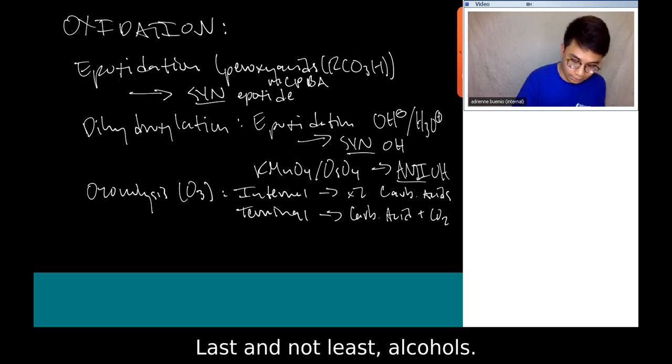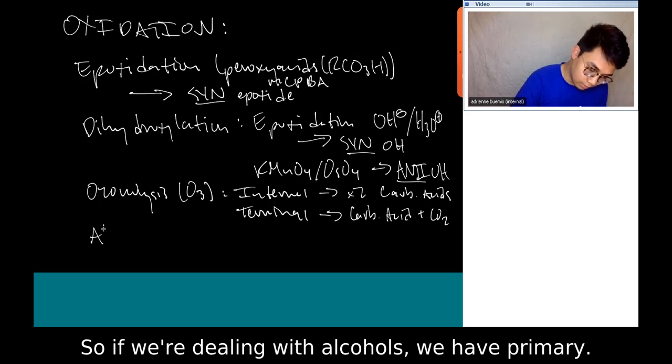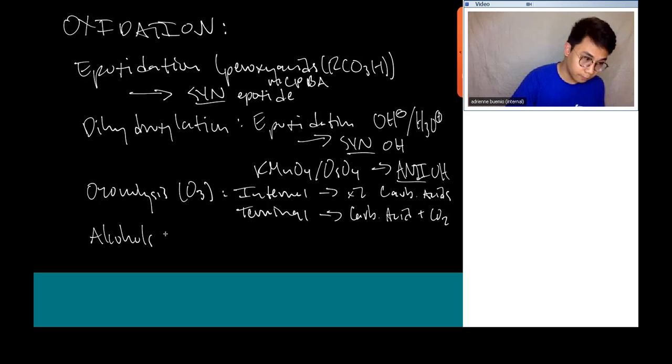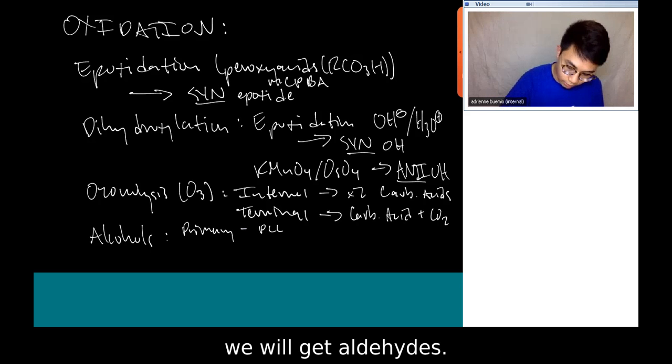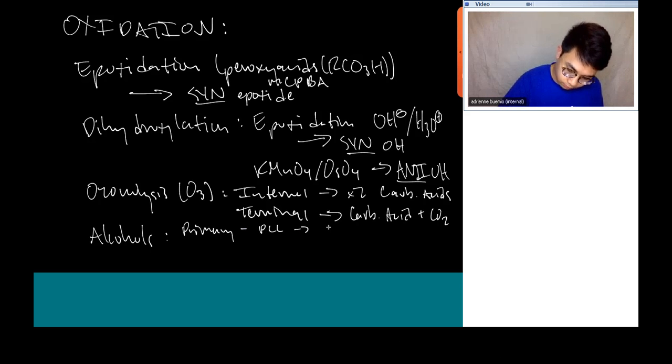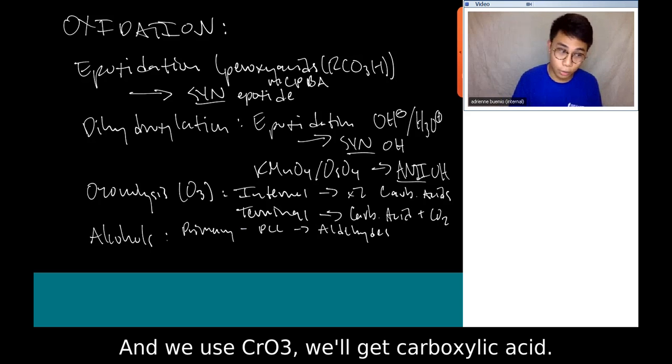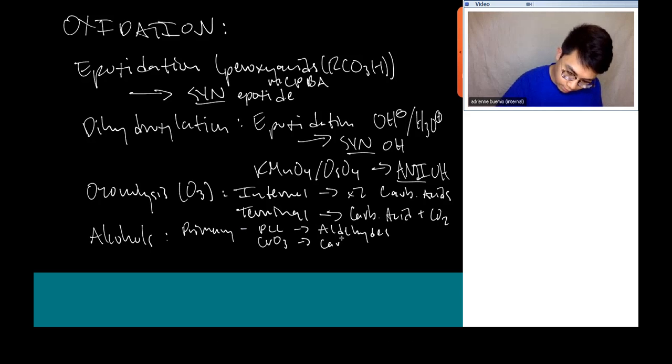So last but not least, alcohols. So if we're dealing with alcohols, we have primary, and hopefully this will fit, primary, and if we use PCC on primary alcohols, we will get aldehydes. And if we use CrO3 we'll get carboxylic acid.